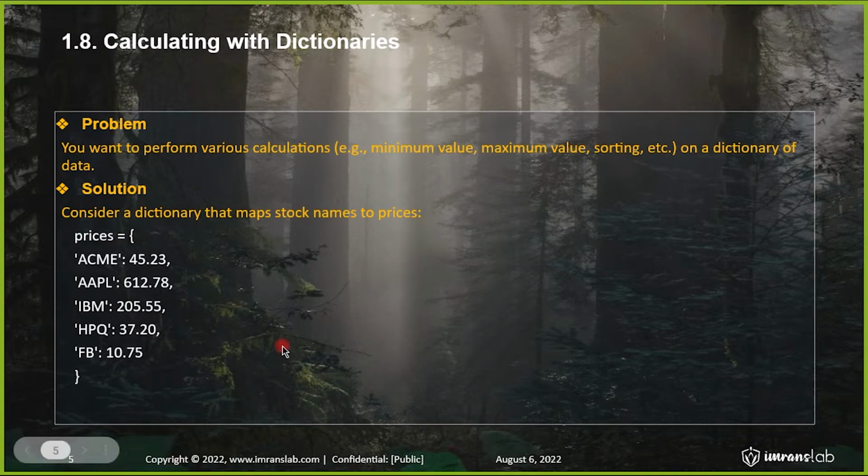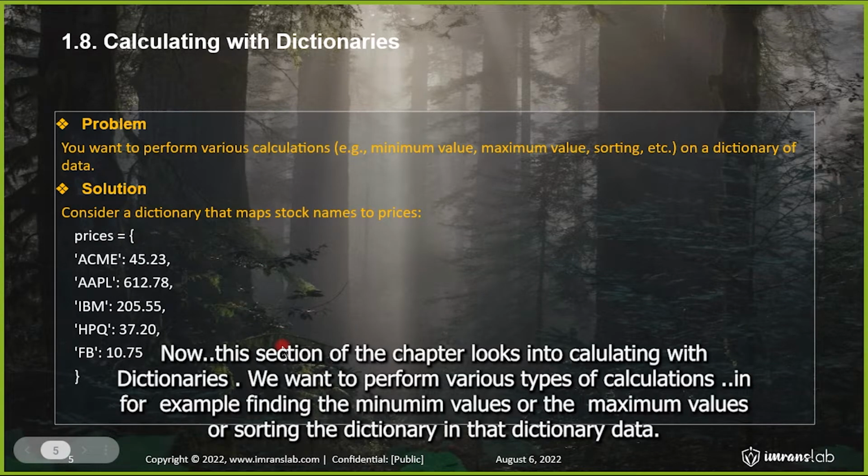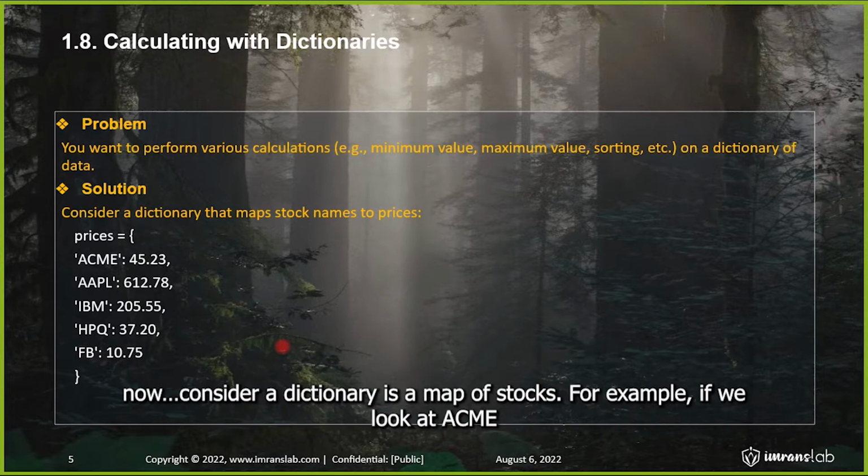Now, this section of the chapter looks into calculating with dictionaries. We want to perform various types of calculations, for example finding a minimum value or the maximum value, or sorting the dictionary data. Now, considering a dictionary is a map of sorts.